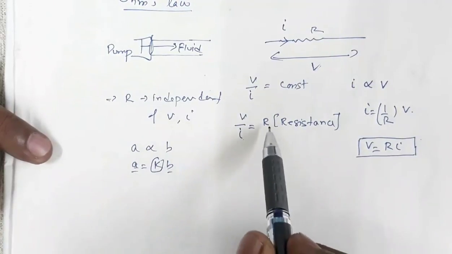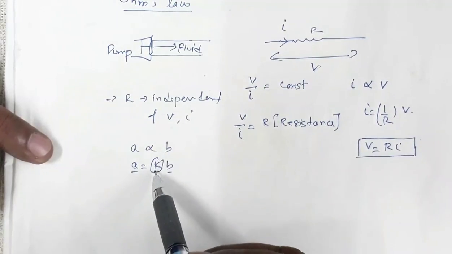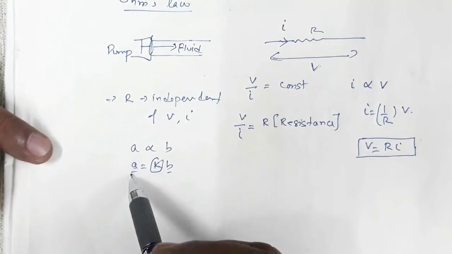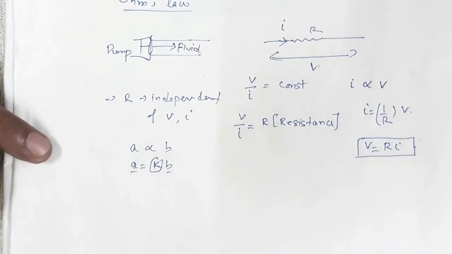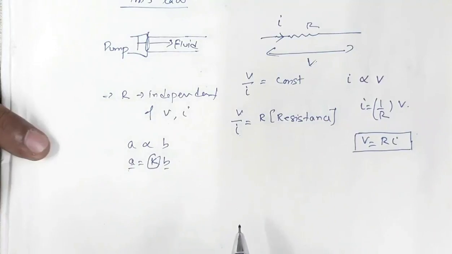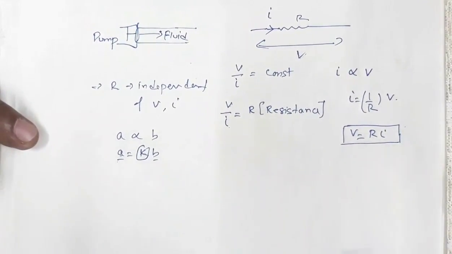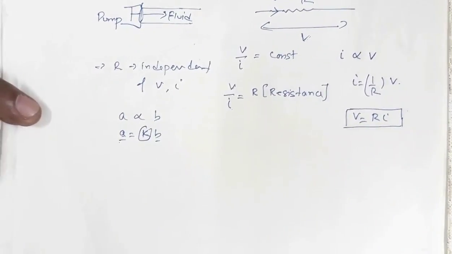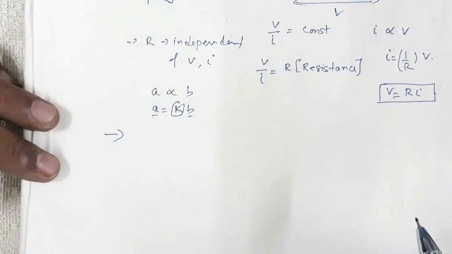Similarly, R is independent of V and I. It may depend on some other terms. Similarly, this K may depend on some other terms, but it will be independent of A and B. Okay. Now, if R is independent of V and I, then on what factors does this R depend? Okay. So next, let us see the factors on which this R depends.